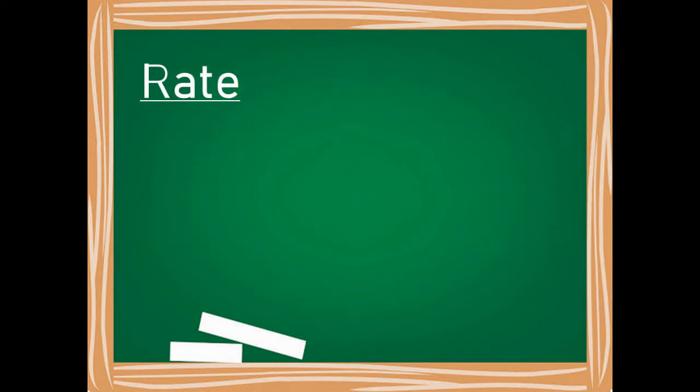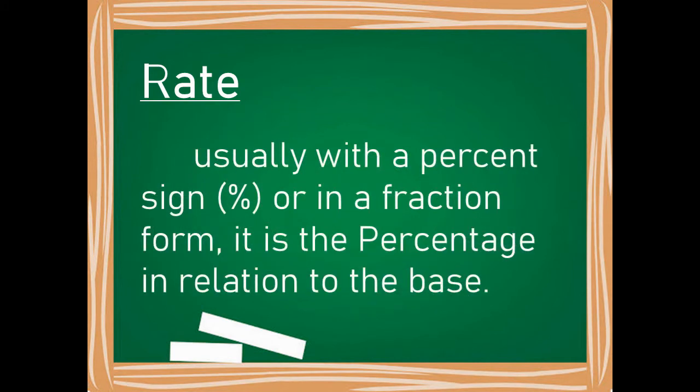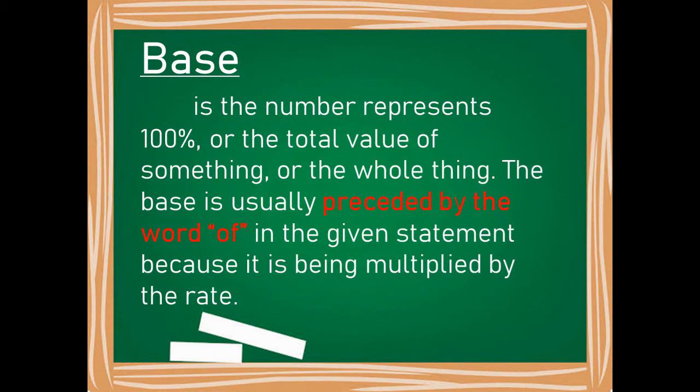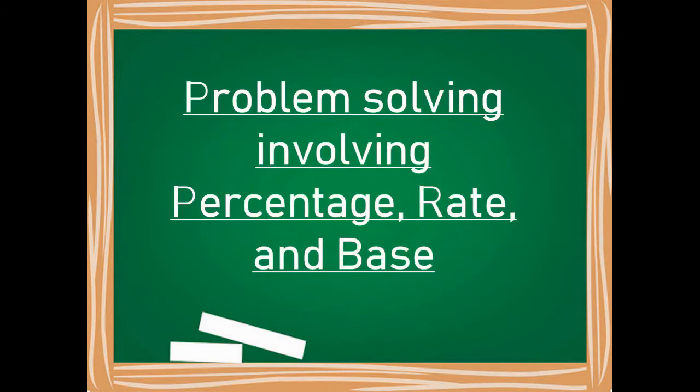Next one is the rate. When we say rate, it is usually with a percent sign or in a fraction form. It is the percentage in relation to the base. However, when we say base, it is the number that represents 100% or the total value of something, or the whole thing. The base is usually preceded by the word of in the given statement because it is being multiplied by the rate. Now let's proceed with the problem solving involving percentage, rate, and base.